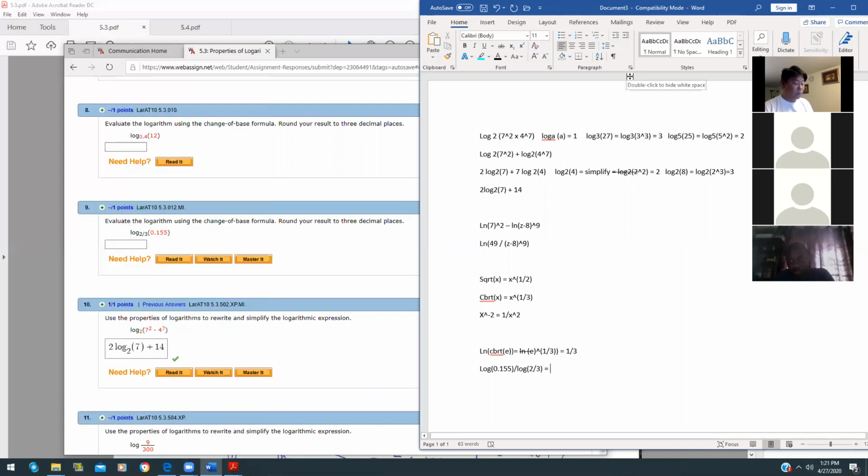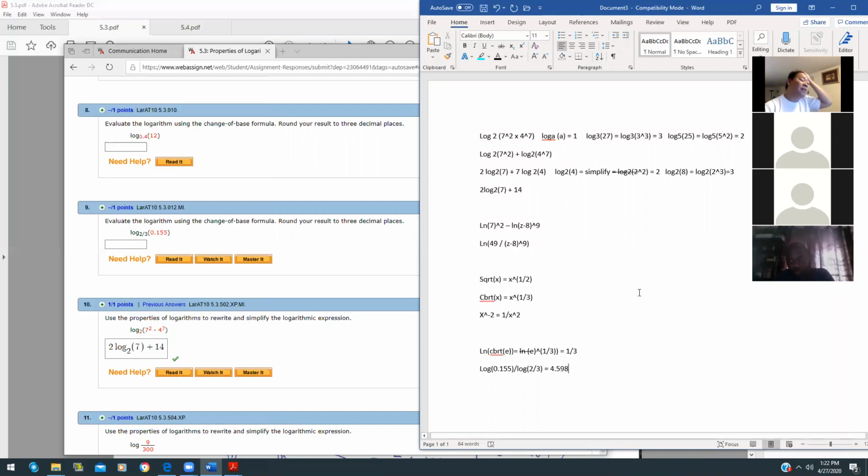0.155 divided by log of 2/3, in 3 decimal places, right? They want how many decimal places? 3. Log of 2/3. 4.598. This is what I got: 0.155 over log 2/3. I don't know how you get that. Make sure you watch your parentheses in this case. So it's 4.598.